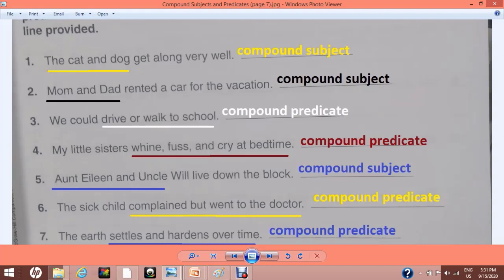It's a very good exercise. I hope you will have written complete answers with proper corrections. And also one thing, please don't commit any spelling mistakes. There should be proper spacing between compound predicate or compound subject.